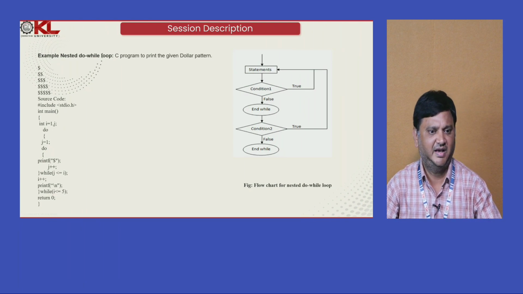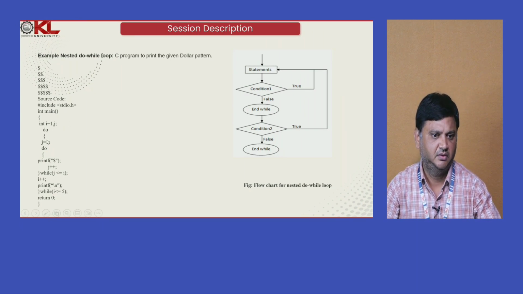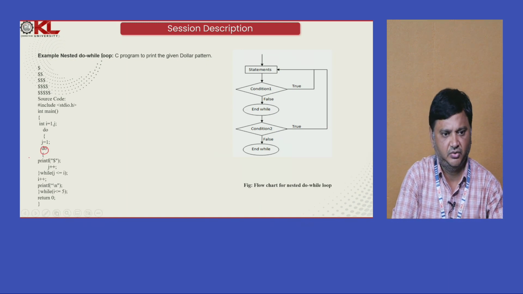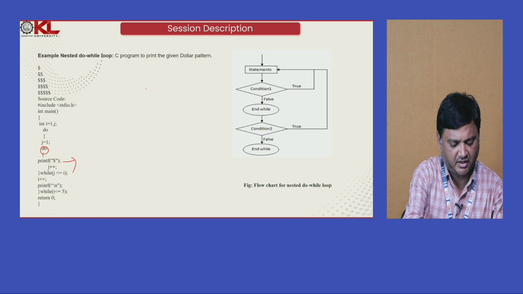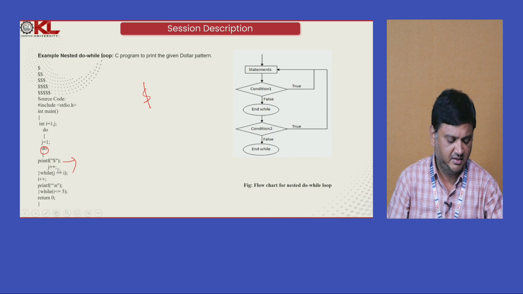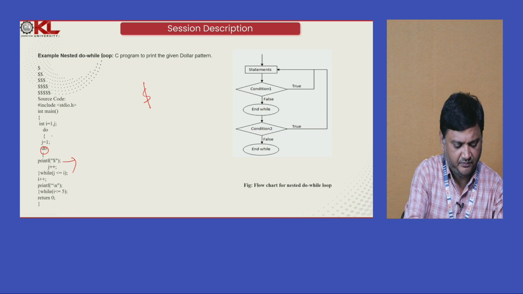As usual, we start with a do followed by j equals to 1, again inner loop, inner do. First we are printing a dollar in the first row. What are you doing, my dear students? Immediately you are doing j plus plus. What is the j value? 1. Now your j becomes 2.